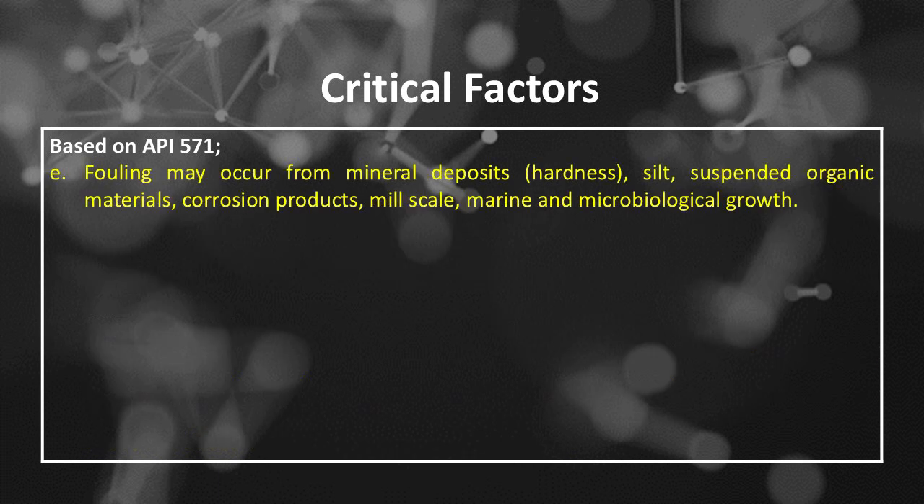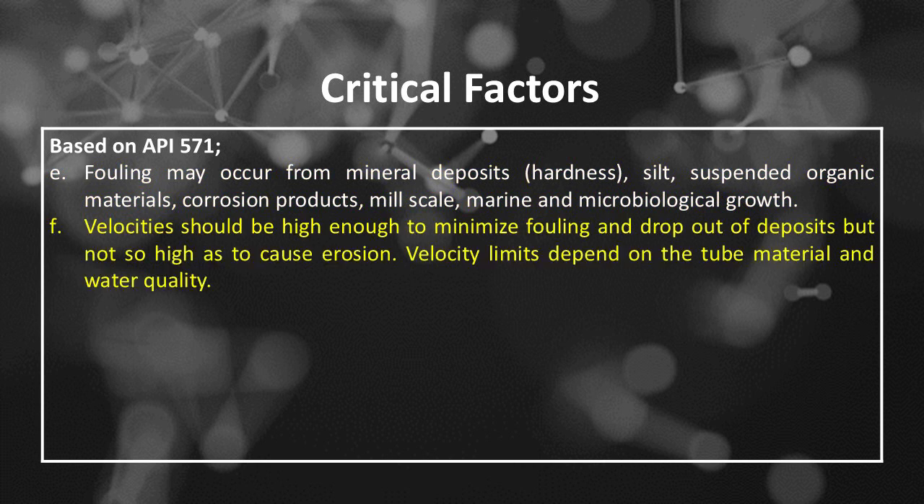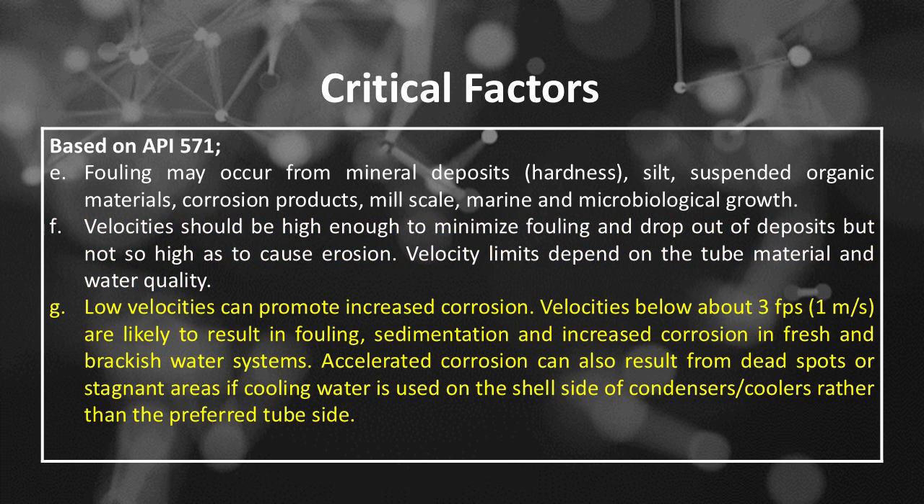Number E, fouling may occur from mineral deposits, hardness, silt, suspended organic materials, corrosion products, mill scale, marine and microbiological growth. Number F, velocities should be high enough to minimize fouling and drop out of deposits but not so high as to cause erosion. Velocity limits depend on the tube material and water quality. Number G, low velocities can promote increased corrosion.